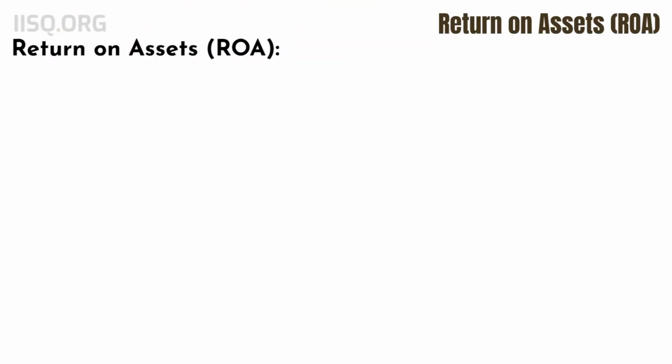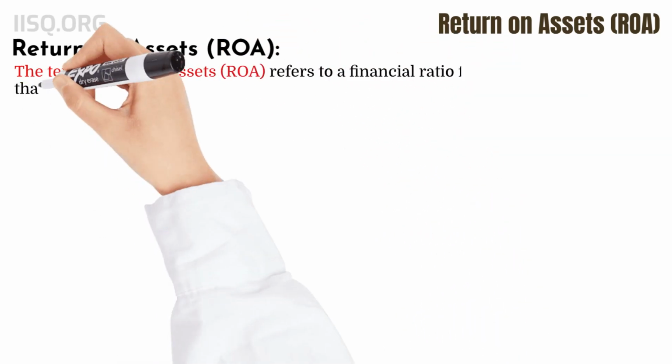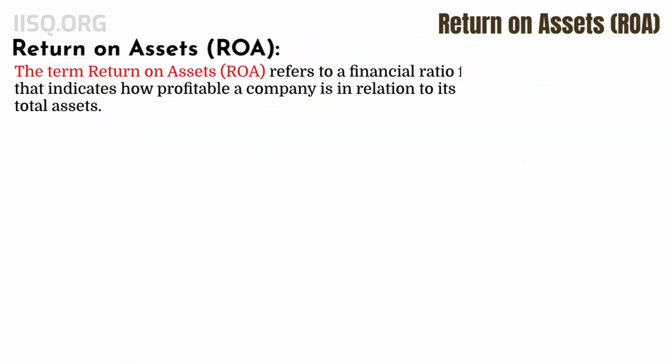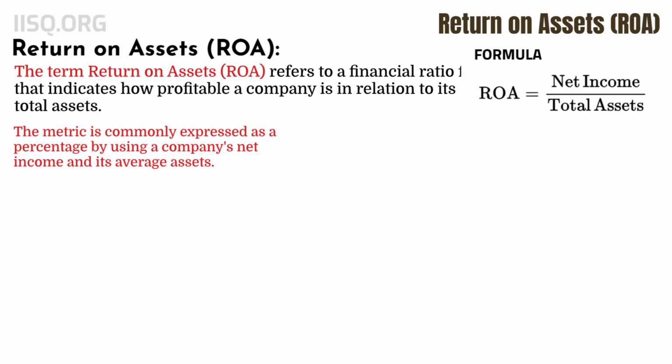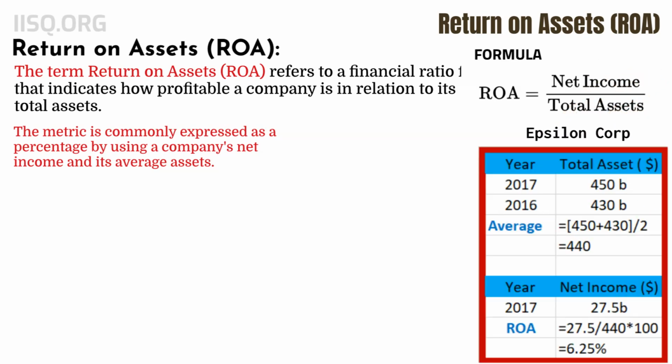The term return on assets, ROA, refers to a financial ratio that indicates how profitable a company is in relation to its total assets. The metric is commonly expressed as a percentage by using a company's net income and its average assets. Let us take an example here. Below is the total assets detail of 2017 and 2016 from the balance sheet of Epsilon Corporation's yearly financial statement. Note the differences between the two and how this will affect the ROA.